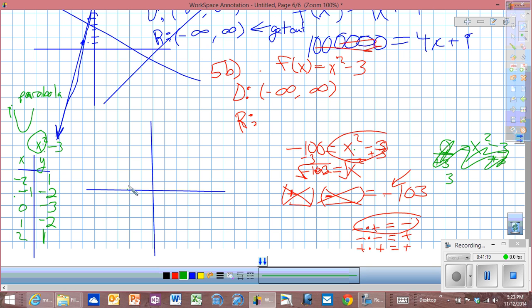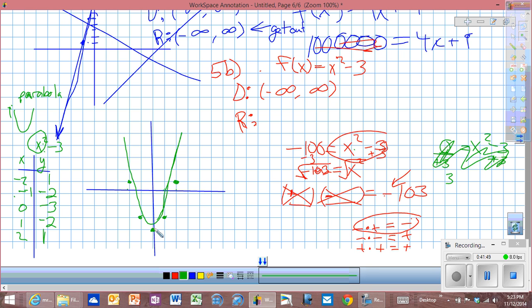So at -2, I'm up 1. At -1, I'm down 2. At 0, I'm down 3. At right 1, I'm down 2. At right 2, I'm up 1. Remember, I should get this U-shaped thing. Wow, that was not a U-shaped thing. Again, I can't draw U's. Hopefully you got the point of that.